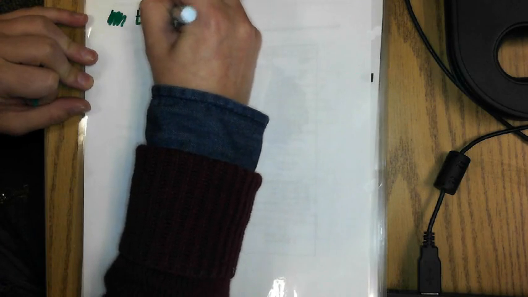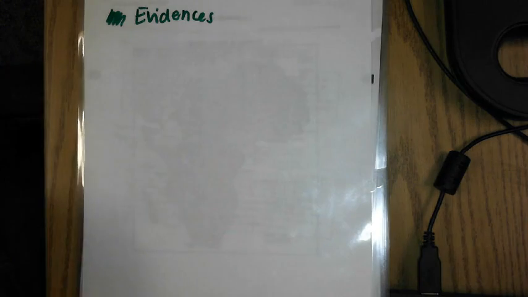I'm going to be demonstrating the document analysis for the African imperialism documents that we did in class. While you're watching, you can pay attention because I'll be writing evidences in green. And then all analysis will be written in blue.